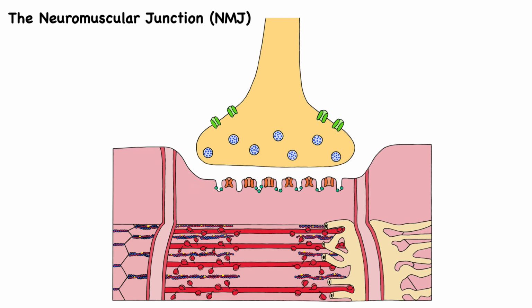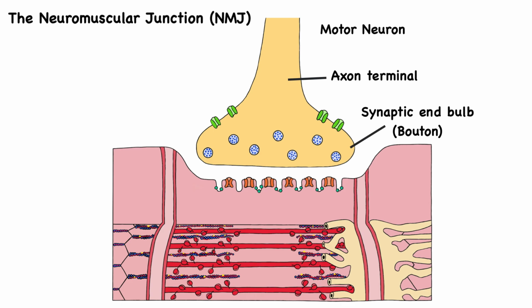First, we have the motor neuron. This is the nerve cell that carries the action potential down its axon. It is going to go down to the very end of the neuron, which is the axon terminal. This part of the neuron sits very close to the muscle fiber and divides into a cluster of synaptic end bulbs. These synaptic end bulbs, or boutons, contain synaptic vesicles, which are membrane-enclosed sacs that have neurotransmitters inside them. Here, we find that the synaptic vesicles contain acetylcholine.